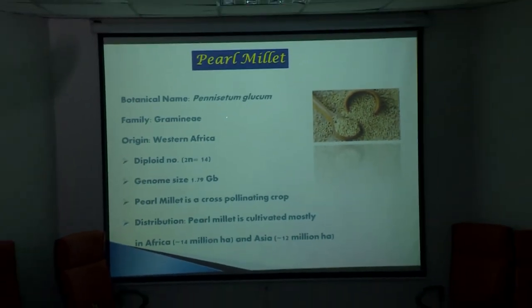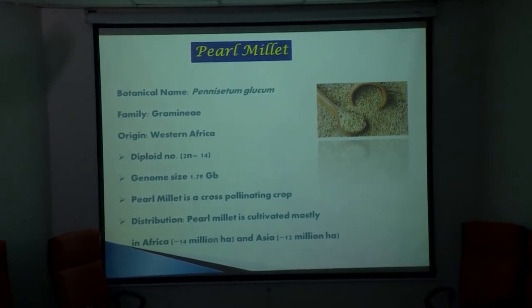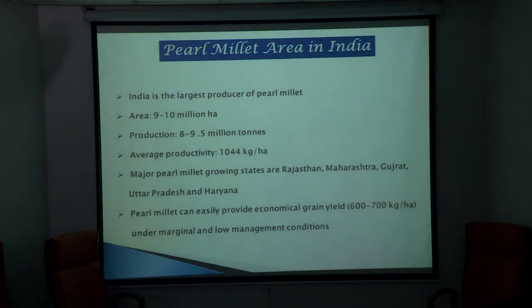Pearl millet's botanical name is Pennisetum glaucum. It belongs to the family Graminae, originated basically from Western Africa, and its diploid number is 14. In 2017, the pearl millet genome was sequenced, and the best part is that India was the major contributor; that paper came in Nature Biotechnology, published from ICRISAT. The genome size of pearl millet is 1.79 GB, it is a cross-pollinated crop and is mostly cultivated in Africa and Asian countries.